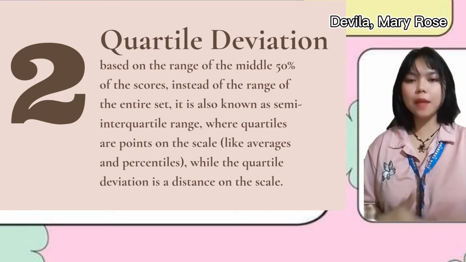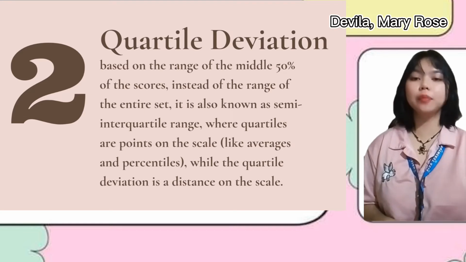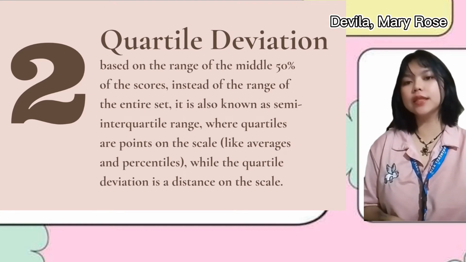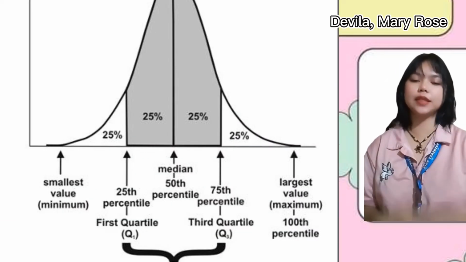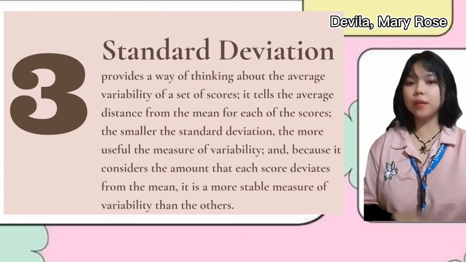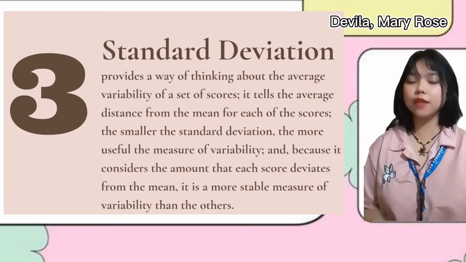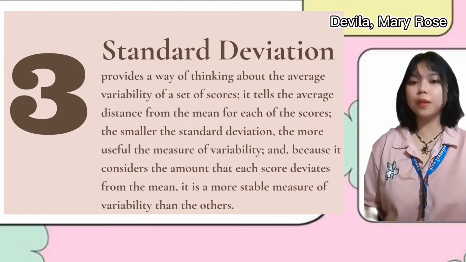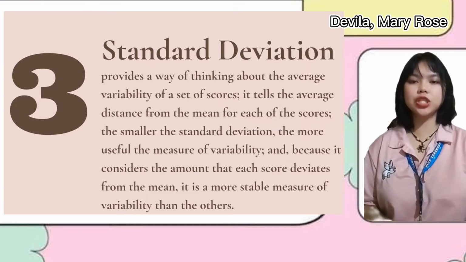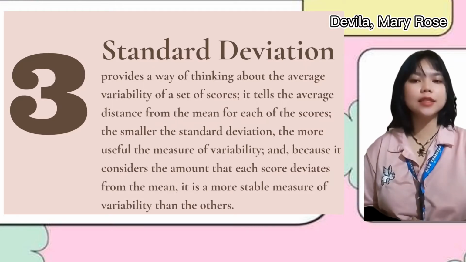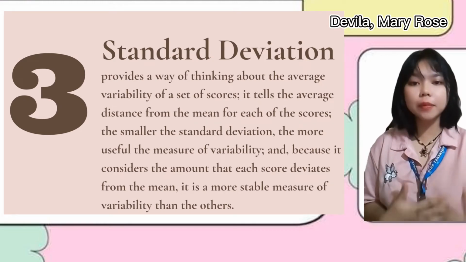It is also known as the semi-interquartile range, where quartiles are points on the scale like averages and percentiles, while the quartile deviation is a distance on the scale. It shows the distance between the median and the middle 50% of the scores. Finally, when computing the mean, the standard deviation provides a way of thinking about the average variability of a set of scores. It tells the average distance from the mean for each of the scores. The smaller the standard deviation, the more useful the measure of variability. And because it considers the amount that each score deviates from the mean, it is a more stable measure of variability than the others.